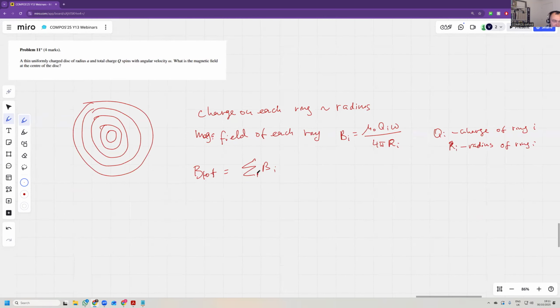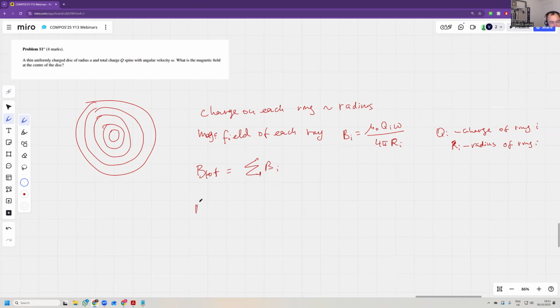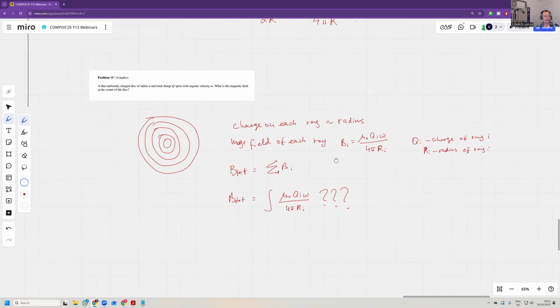And of course, you don't normally do sums, you do integrals. So B total is going to be the integral of this thing, mu 0 Qi omega divided by 4 pi Ri. You'll need the width of dr. I'm not 100% sure about the dr, so I'll leave it to you to figure it out. So something in that regard. So hopefully that helps with problem 11.